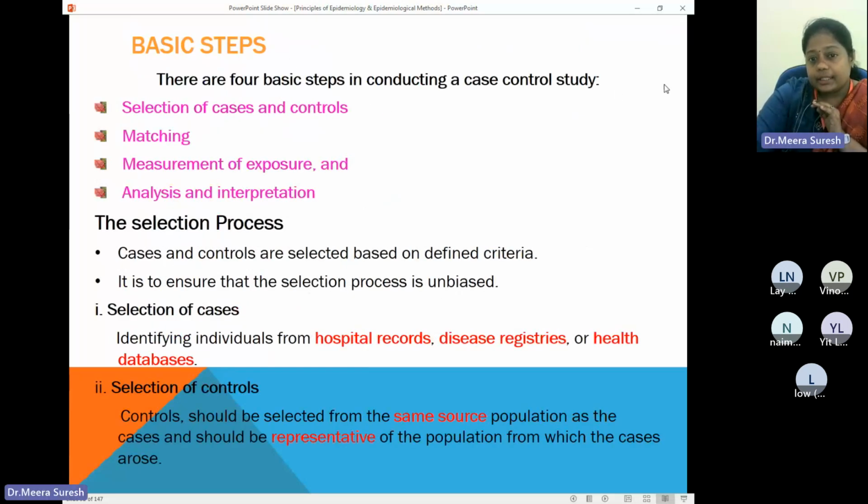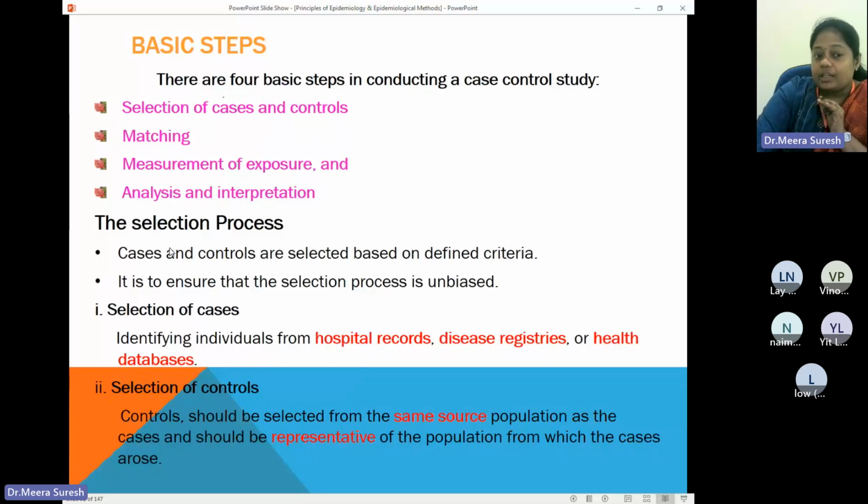So there are four steps in this case control study. One is selection of cases and control. When you have to study, you have to select. Once you have decided what topic you are going to study and which method, and you decided that you are going to do a case control study, the first step will be how to select the cases and control, because this matters a lot. The second one will be matching. The third one, measurement of exposure. And the last one will be analysis and interpretation. So we will go through the process one by one.